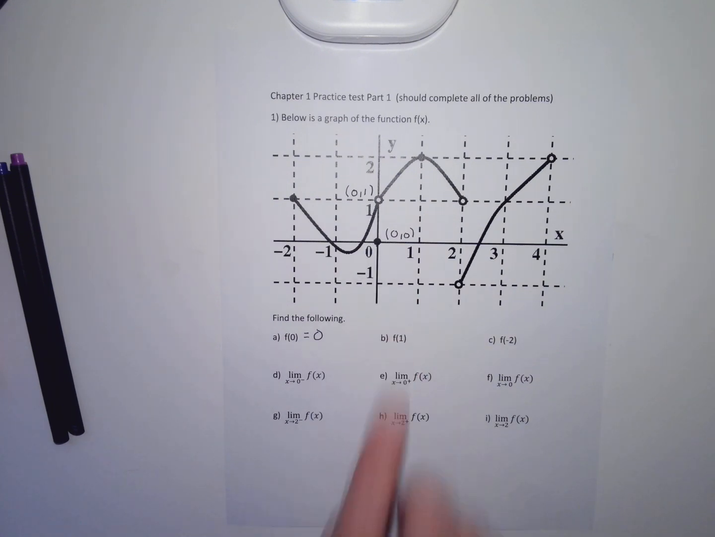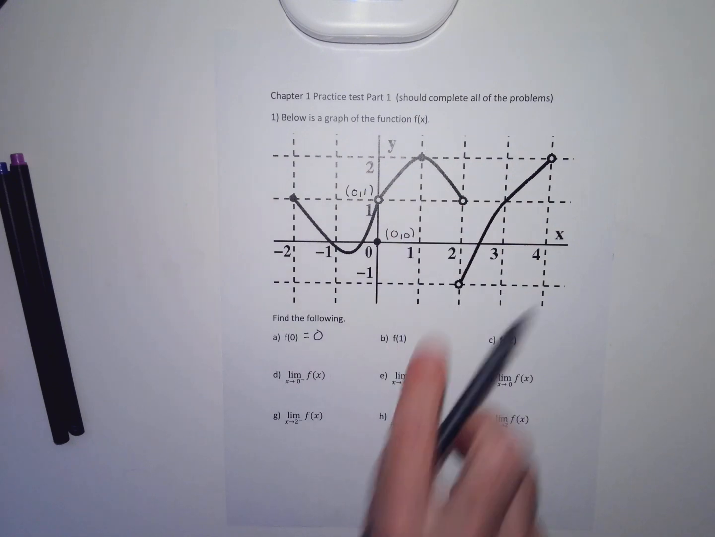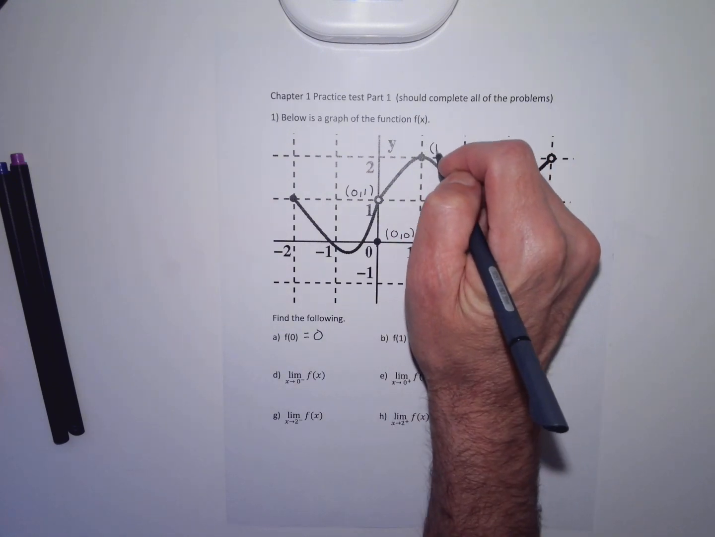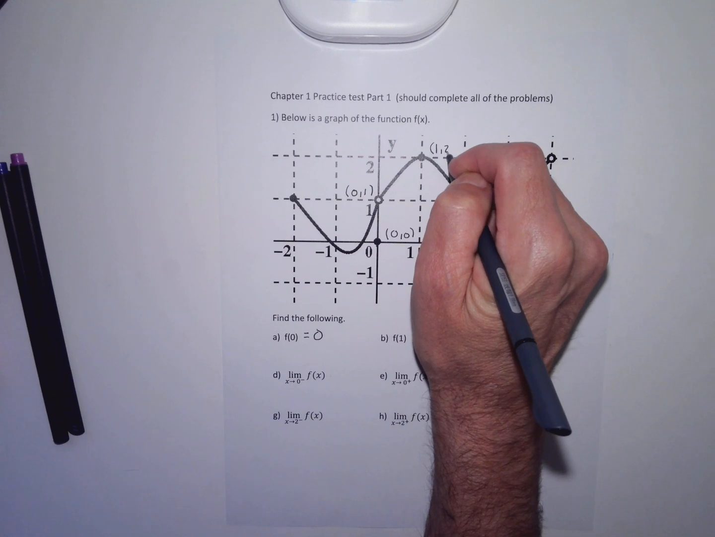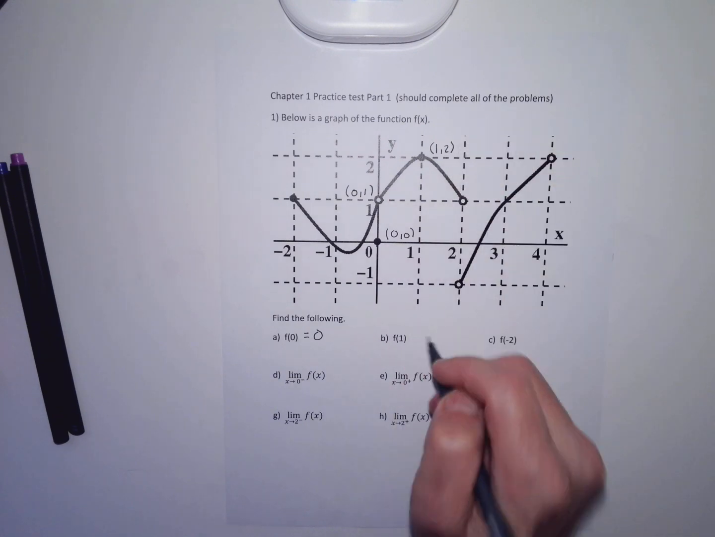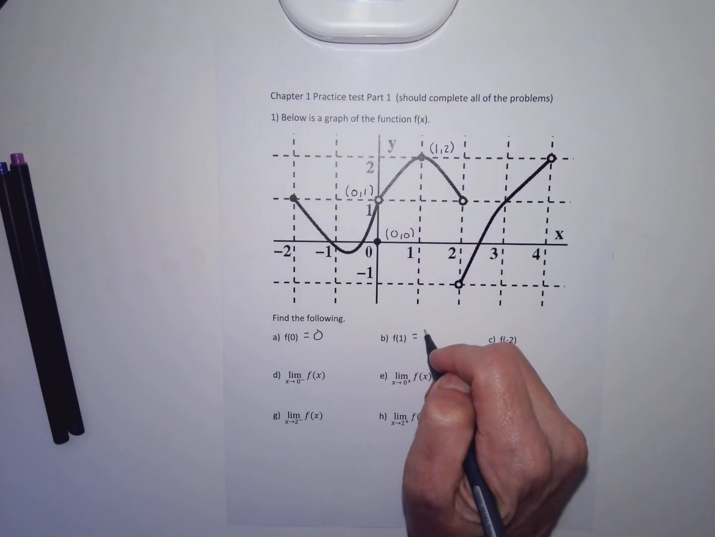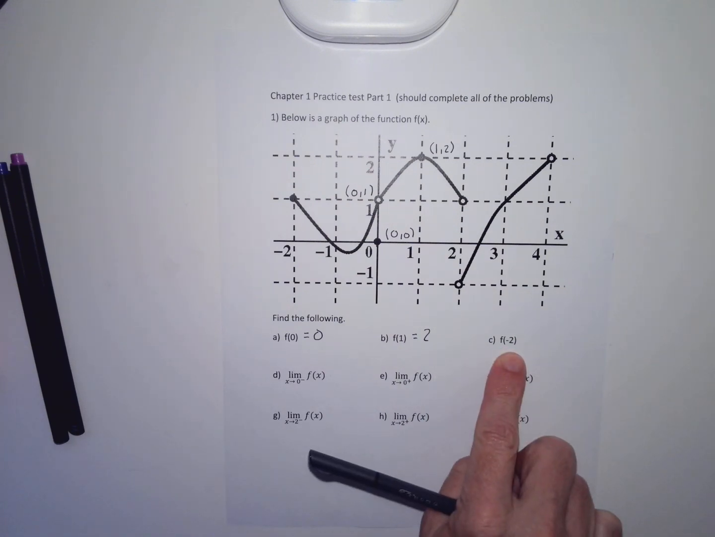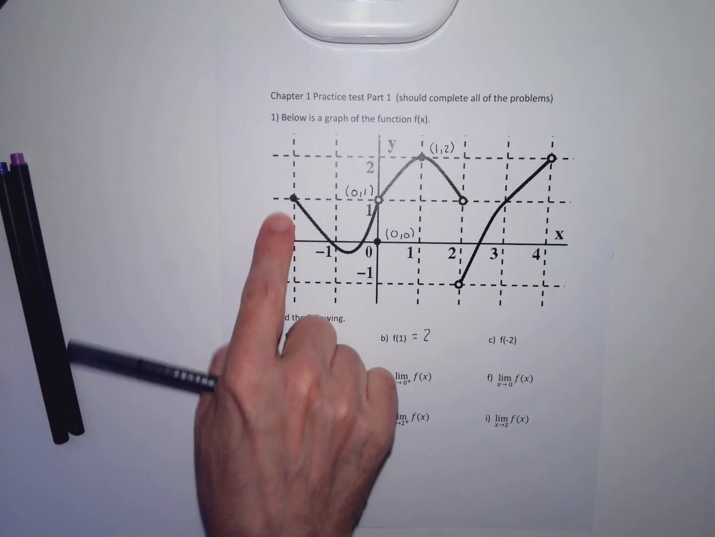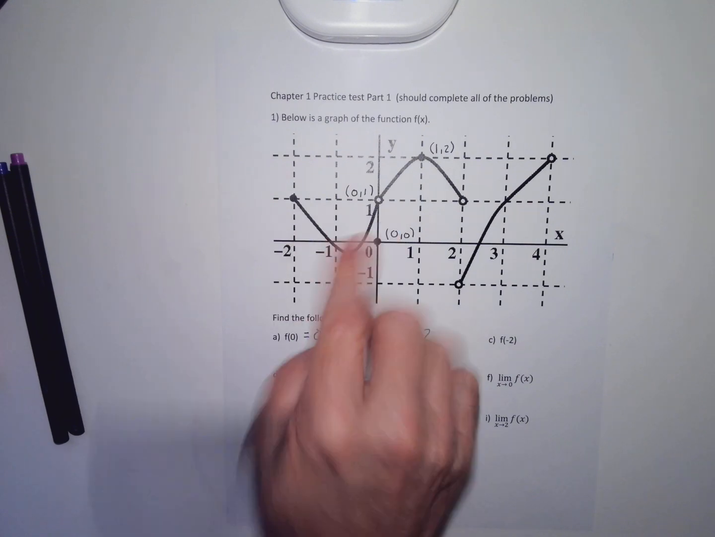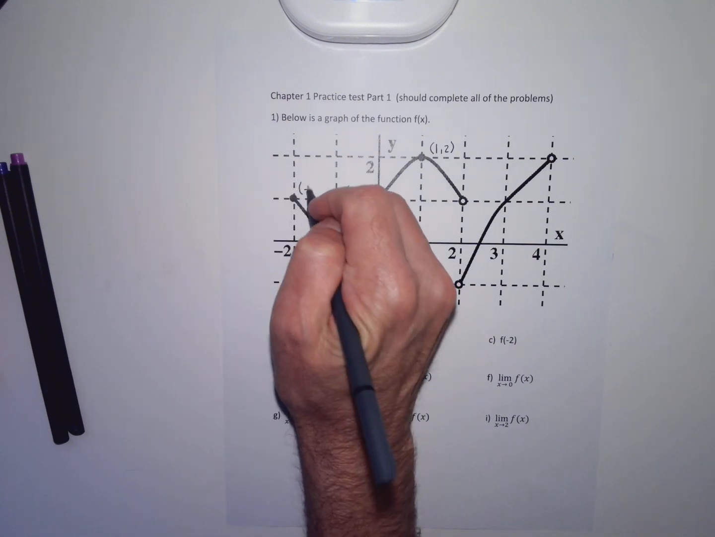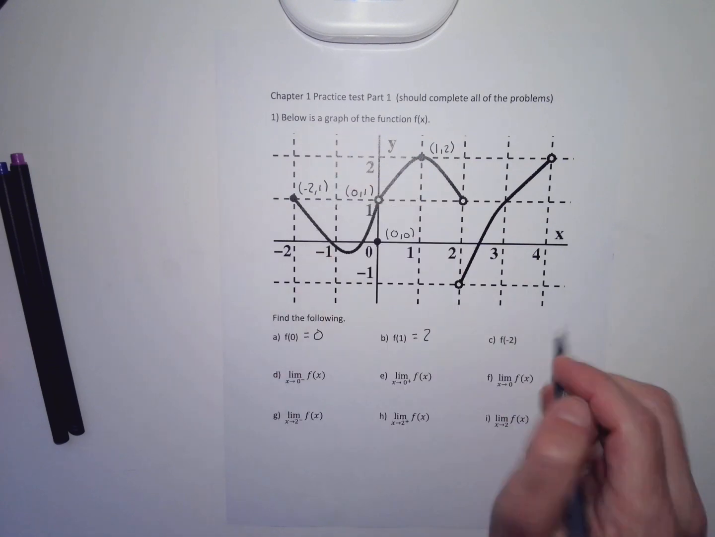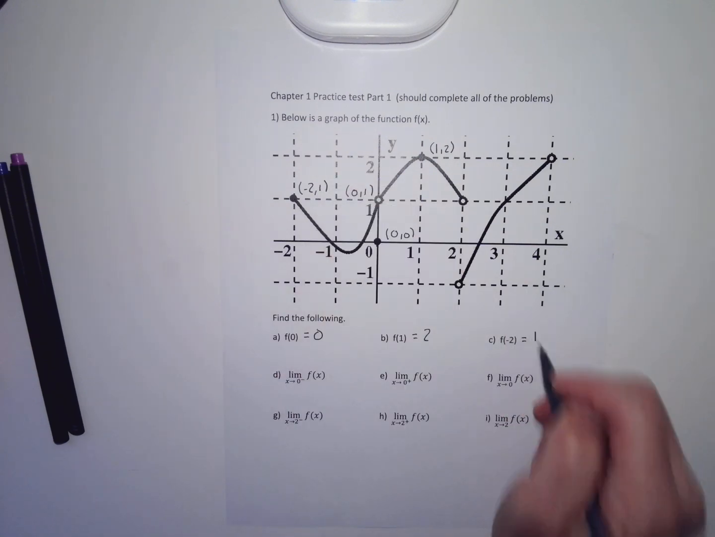For f of 1, there's only one point marked above 1 on the x-axis, and that looks to me like the point (1, 2). It's marked with a closed circle, so that's considered part of the function. And I'm just going to write f of 1 equals 2. And lastly, f of negative 2, there's just one point on the graph that has an x-coordinate of negative 2. And that point appears to be the point (-2, 1). So f of negative 2 is positive 1.